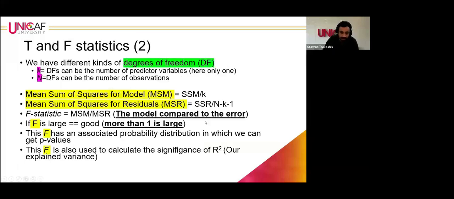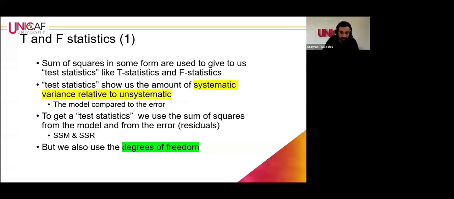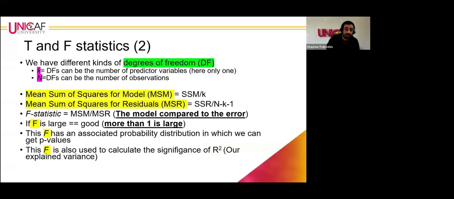But I also need to use something called the degrees of freedom that was introduced previously. I have different kinds of degrees of freedom, as I told you. Here I have the degrees of freedom that come from the number of variables in the model. I denote it as K here. You might find different symbols. And I have the degrees of freedom that are related to the observations. These are also called the numerator and the denominator degrees of freedom, but everything has two or three names.